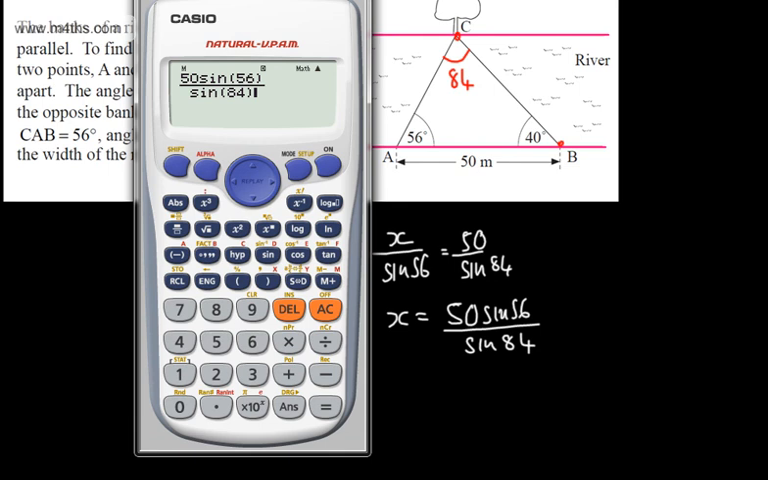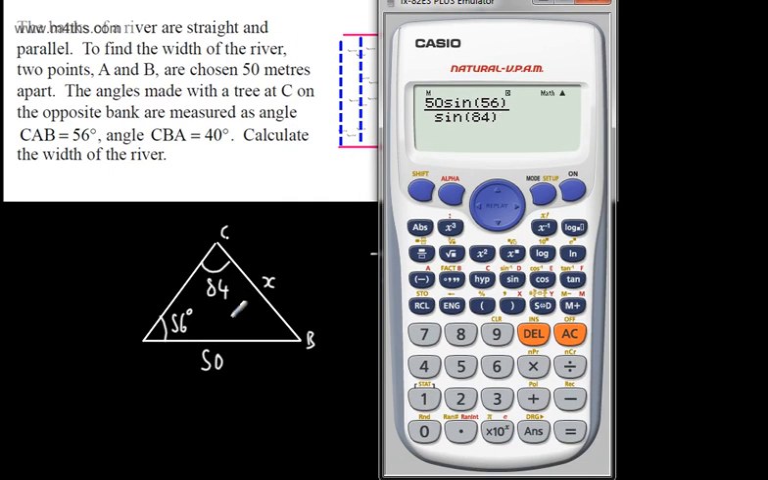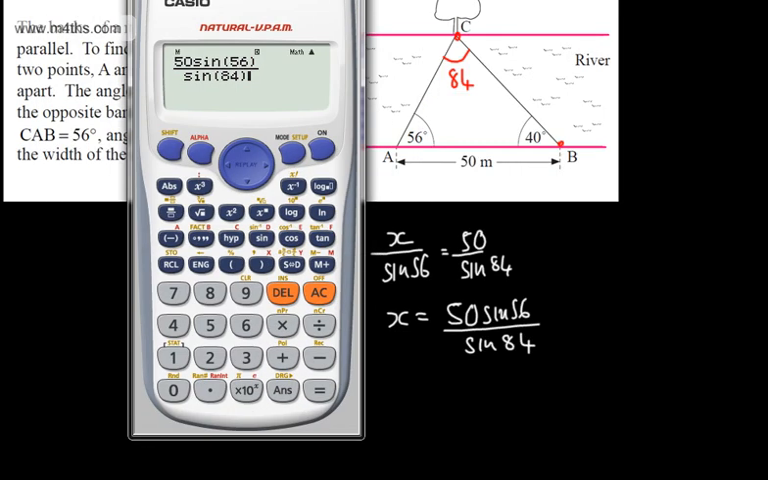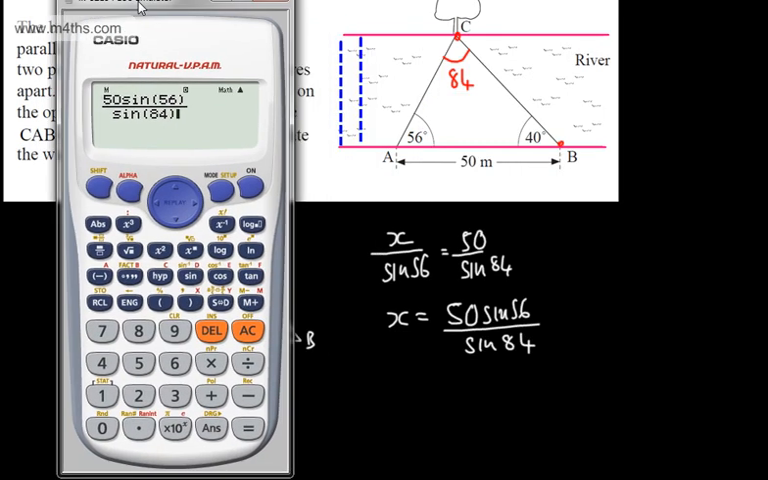So that's looking what I want from my triangle. Let's just check I've got this in. X over sine 56 is going to be equal now to 50 over sine of 84. So that works out quite nicely. So let's go ahead and find that. So this length right now is going to give me 41.68. So I'm just going to check I've got all that in, that looks okay.